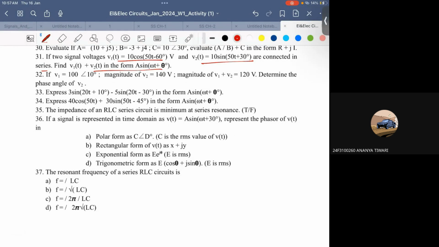Okay, 32 also. You have been given the magnitude of V1 and the magnitude of V2. How will you determine the phase angle of V2? How will you do that? 32. We will change it in polar. Then do the calculation.